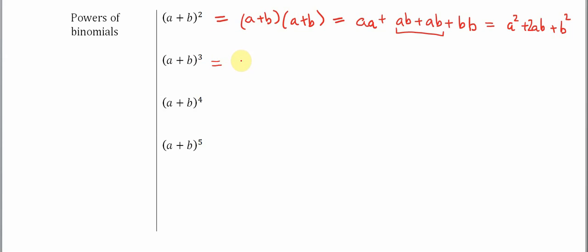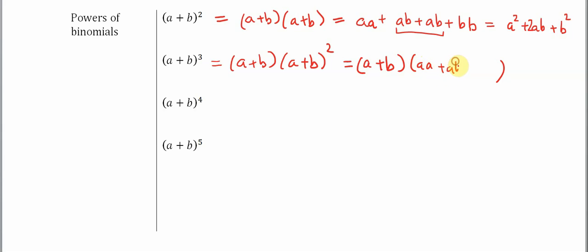So this is really a plus b times a plus b squared. So this is a plus b, and a plus b squared we know is this up here: a times a plus a times b plus a times b again plus b times b.